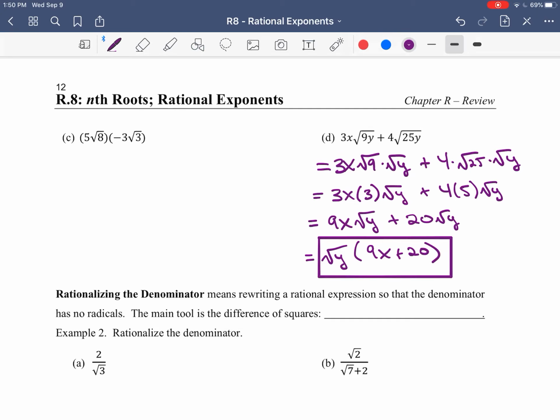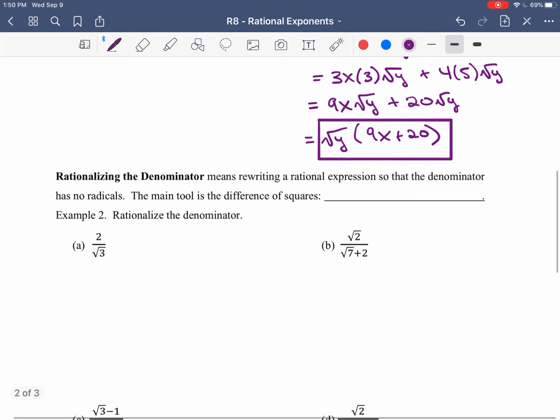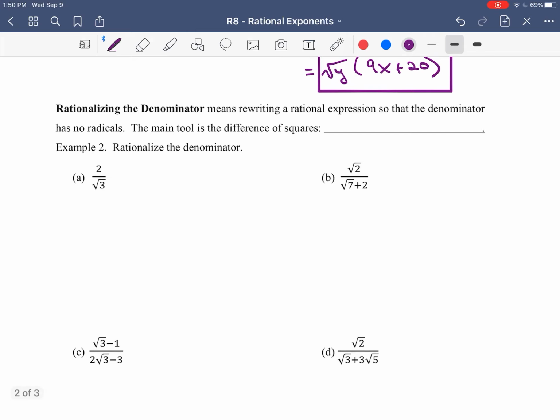Another thing we do often when we have expressions with roots is rationalize the denominator. So this will be important if you're going on to calculus. Sometimes they even rationalize the numerator.